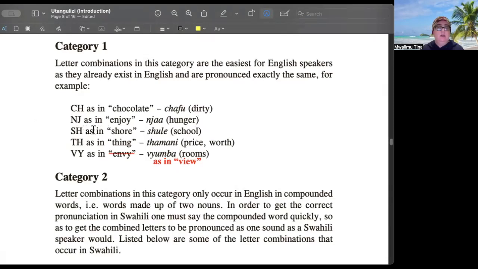SH, like shore. For example, shule, shule. TH, as in thing. It's unvoiced. For example, thamani, thamani. We also have VY, as in the English word view. For example, vyumba, vyumba.